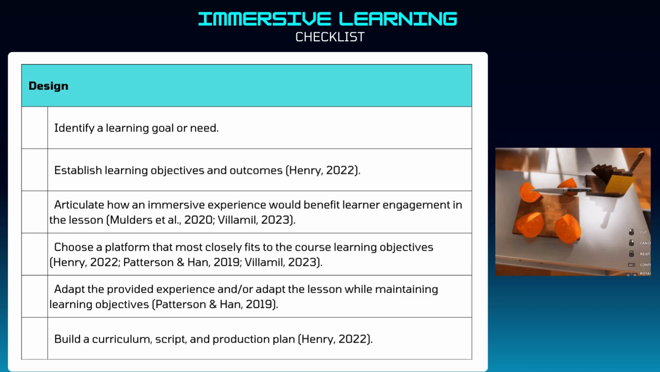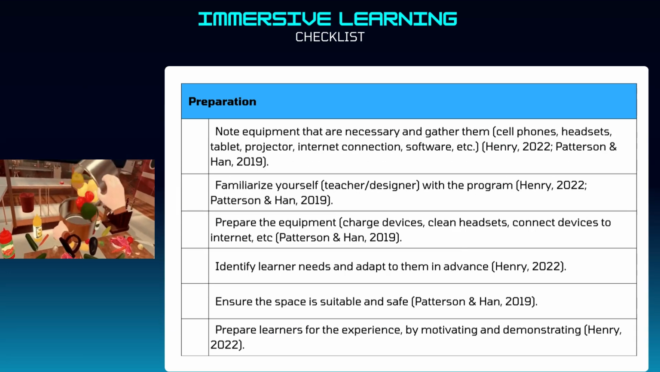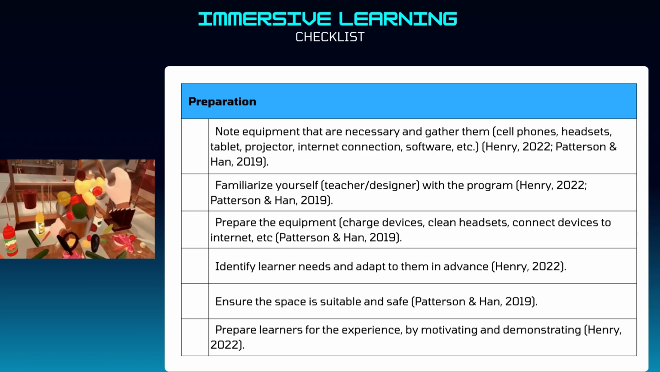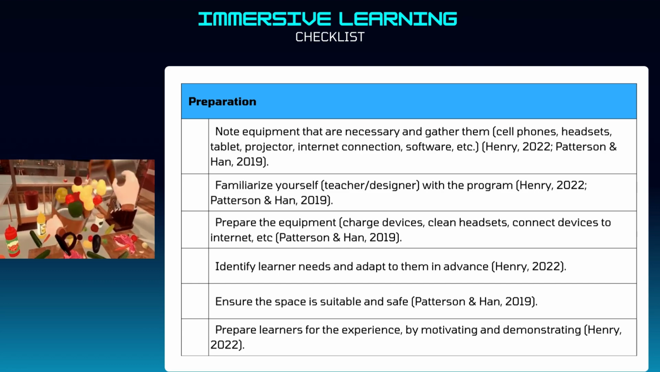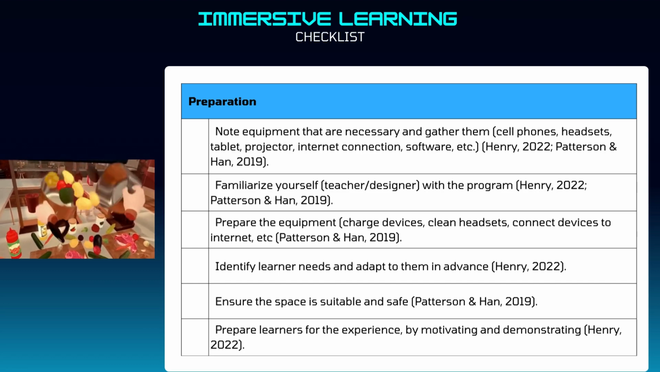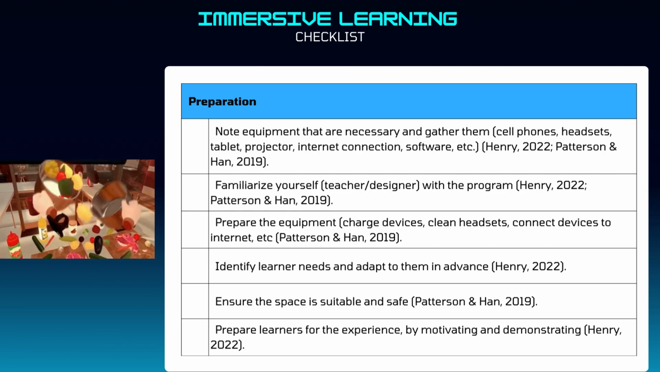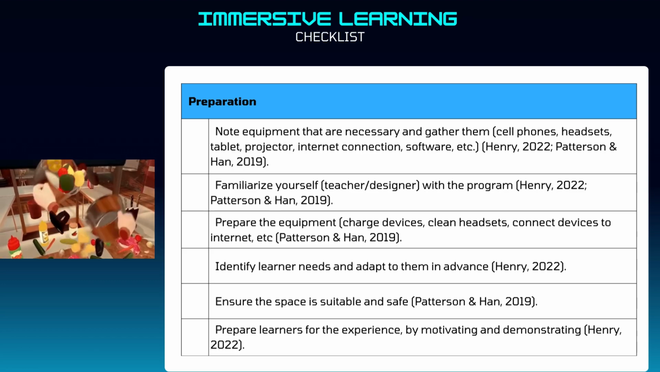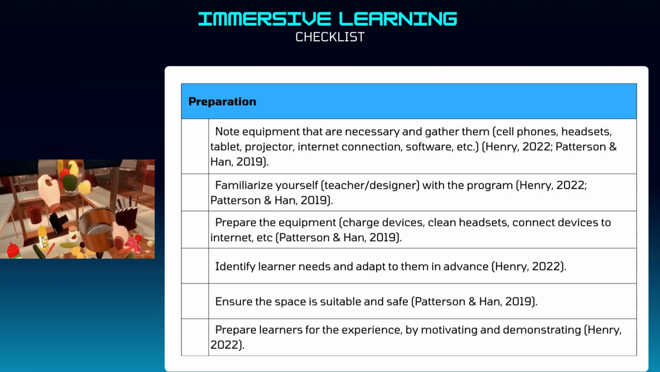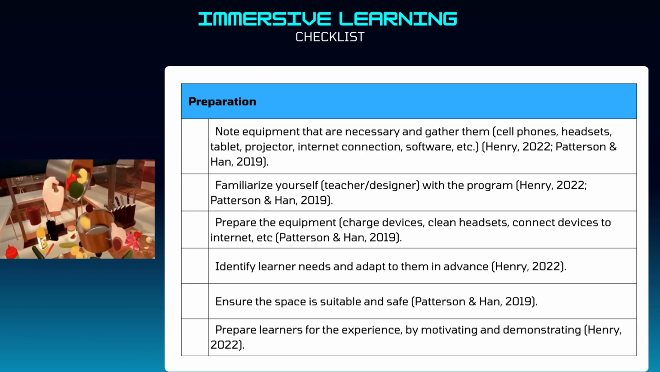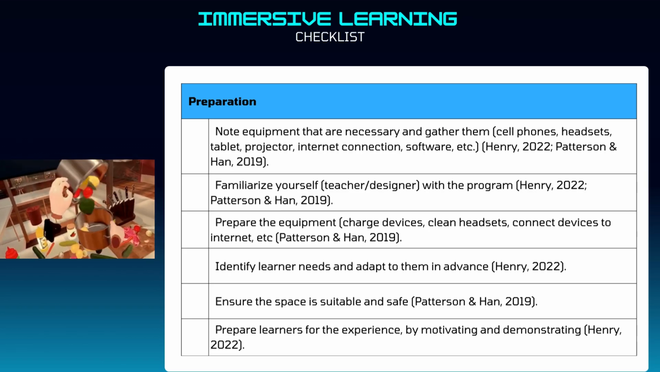It's important to remember that forcing an immersive experience when it doesn't fit can actually be counterproductive, so make an educated decision. In the preparation phase, note all the equipment you need and get it together. It is more than just having a device or headset. You also need to make sure devices have access to strong internet and the necessary software. For a cooking simulator, you will likely need a headset with controllers for the full effect. Make sure the equipment is prepared by being charged and cleaned, but also make sure students are prepared by motivating them and demonstrating the program in advance.